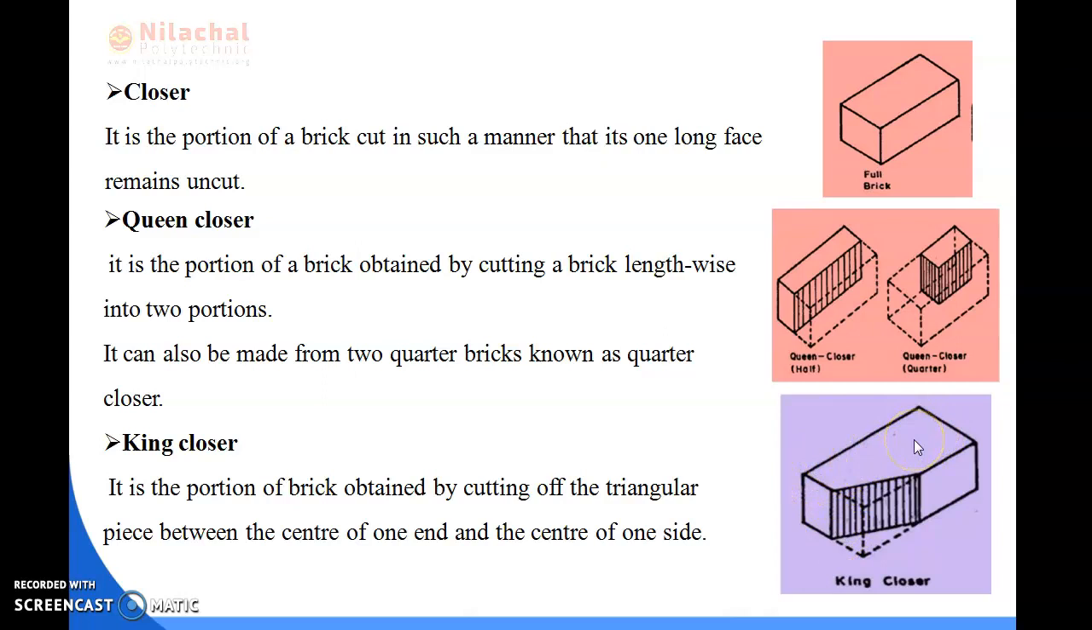This portion of the brick has been obtained by cutting off the triangular piece. It has been cut between the center of the width and the center of the length, and we get this portion of the brick. This is known as king closure.